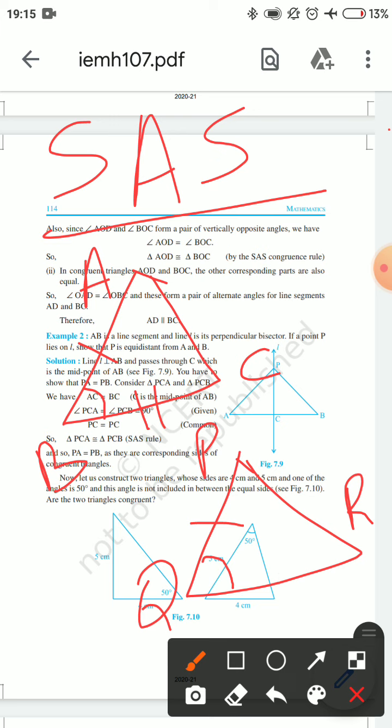Let's say when we cannot say that the SAS rule is applicable. Suppose side AB is equal to PQ, side AC is equal to side PR, and angle B is equal to angle C. In this case, you cannot say that triangle ABC is congruent to triangle PQR, just because the angle is not included in between the two sides of the triangle, right? So for triangles to be congruent, the angle should be in between the two equal sides, right?